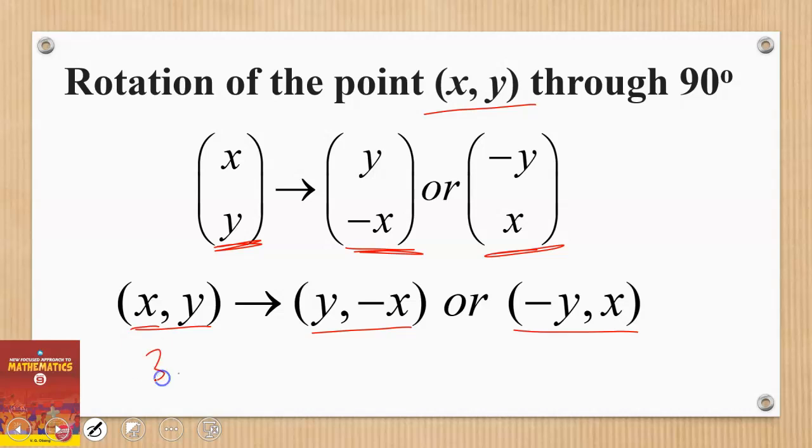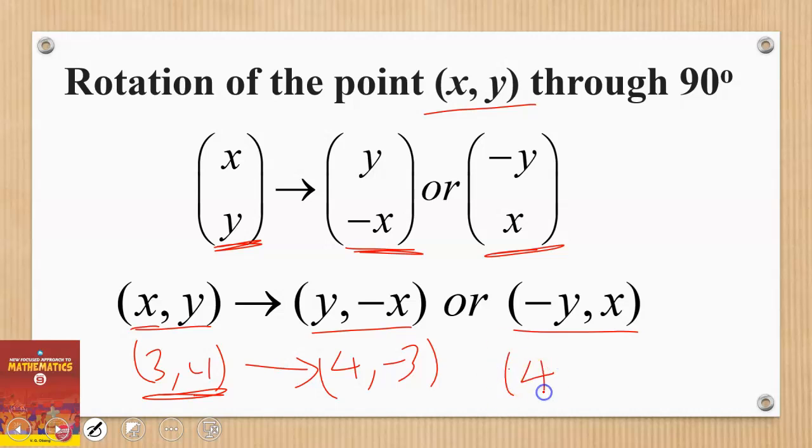So if I have (3, 4) and I rotate it through 90 degrees clockwise, it will be (4, -3). And if I rotate this same point (3, 4) anti-clockwise through 90 degrees, I will get (-4, 3). Okay, that makes sense, right? And this is what I'm trying to explain to you.